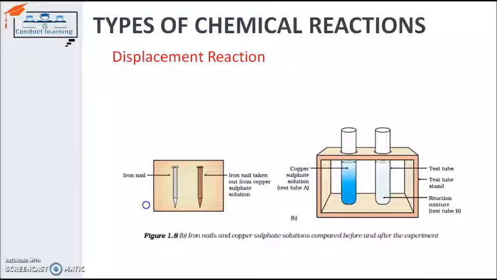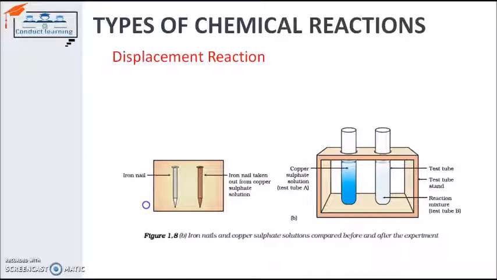And secondly, we will observe that the color of the copper sulfate solution in test tube B, where we immersed the iron nail, is changing. It changes from bluish to dull bluish. It is faded, and the color of the copper sulfate solution in test tube A is as it is, because the iron nail is not immersed in that.